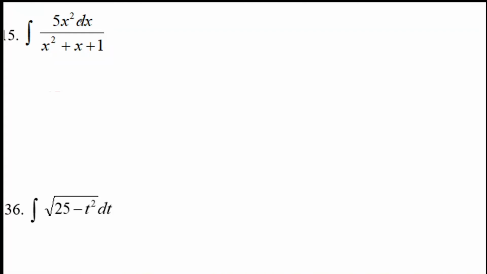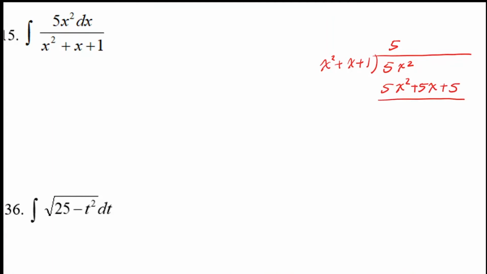In this problem, as you can see, the numerator is second degree, the denominator is second degree, so this is an improper fraction. So first thing we do is divide. So we have x squared plus x plus 1 will divide 5x squared. Okay, now we have 5 here, so we'll have 5x squared plus 5x plus 5 and subtract, so we have minus 5x minus 5, so we can write minus 5x plus 5 over x squared plus x plus 1. How about that?